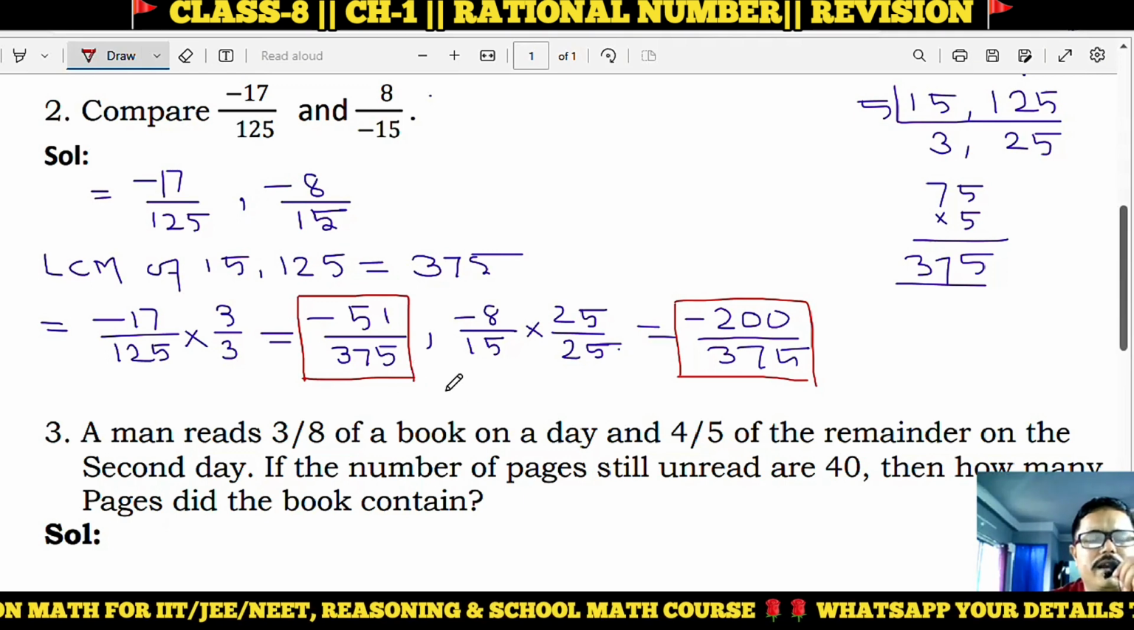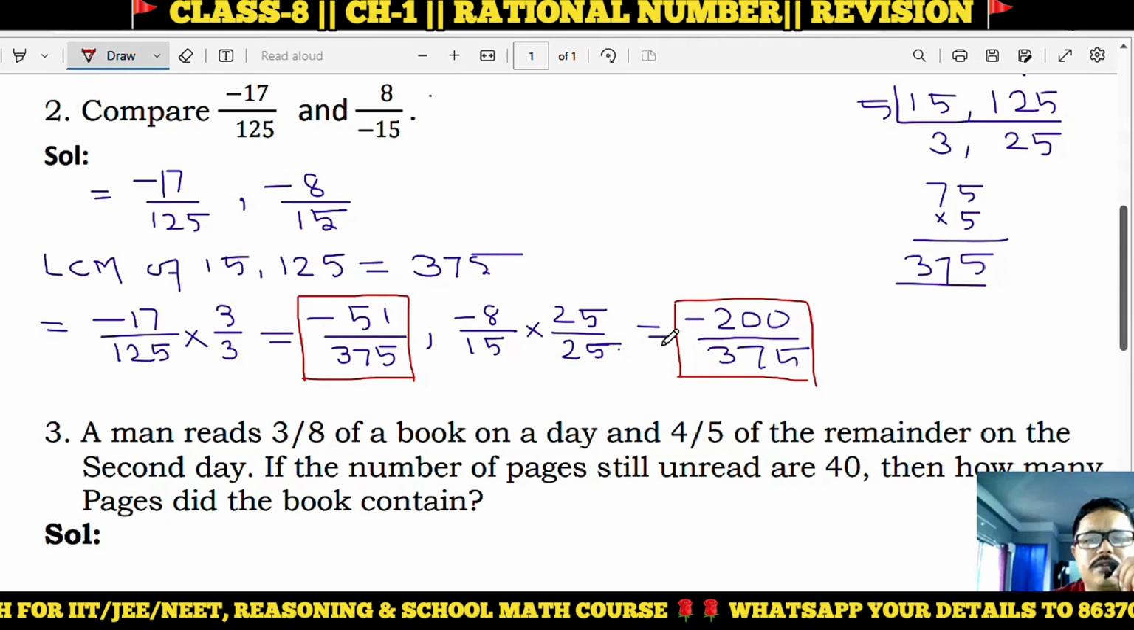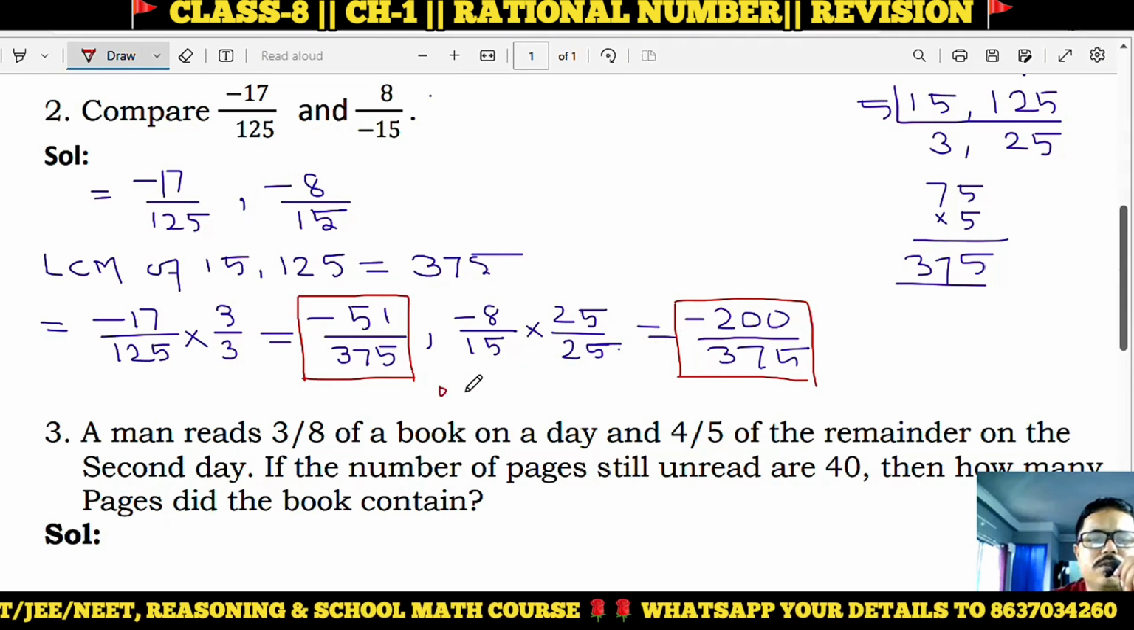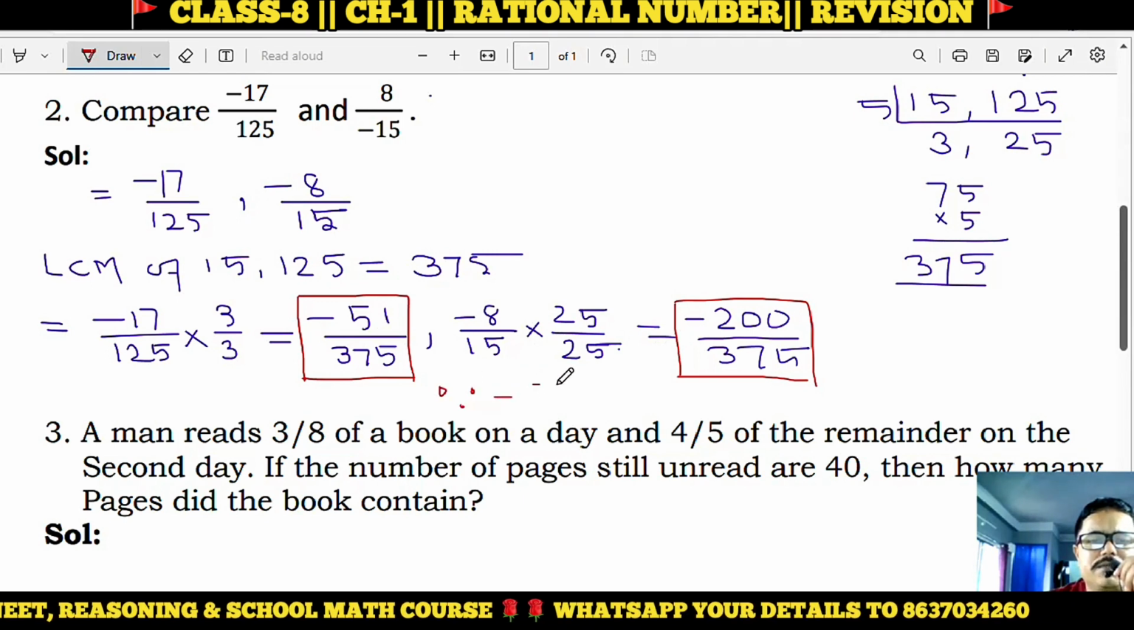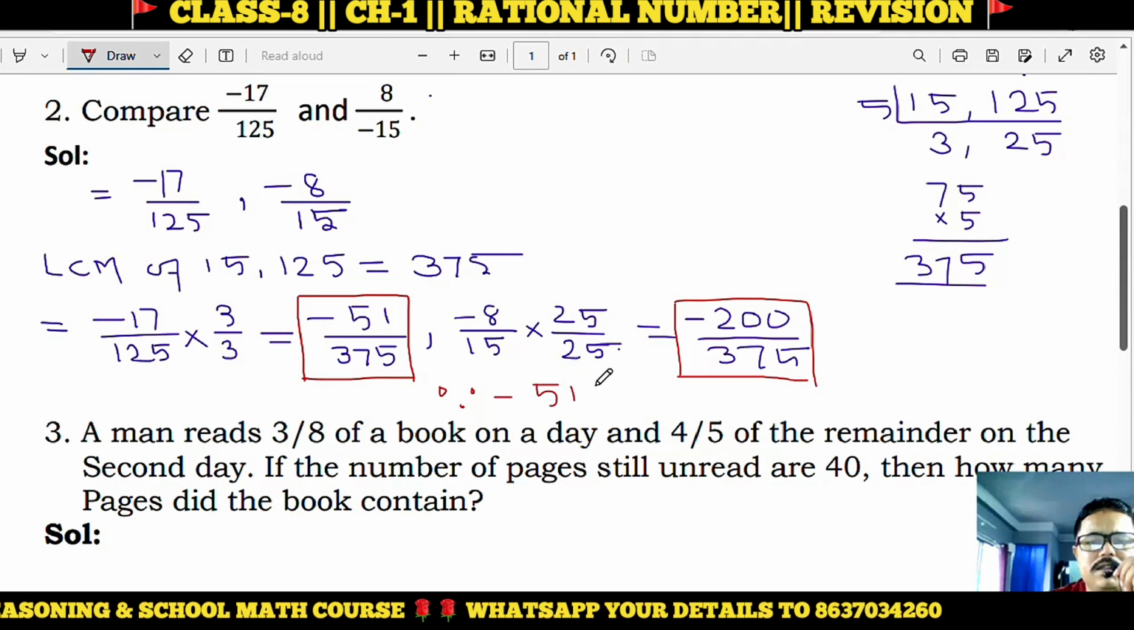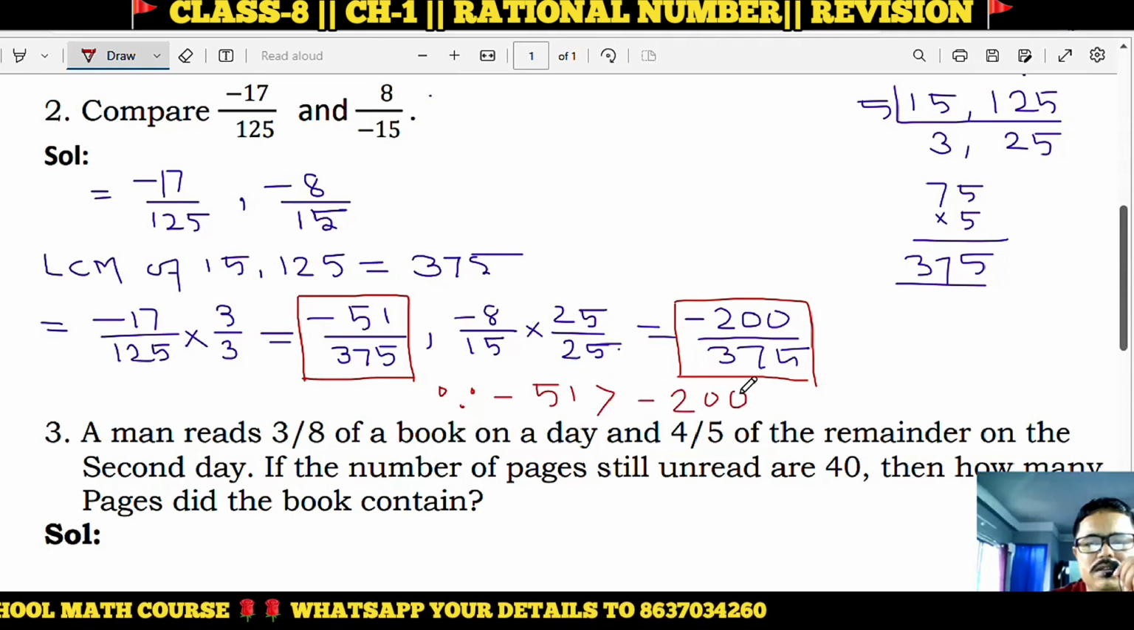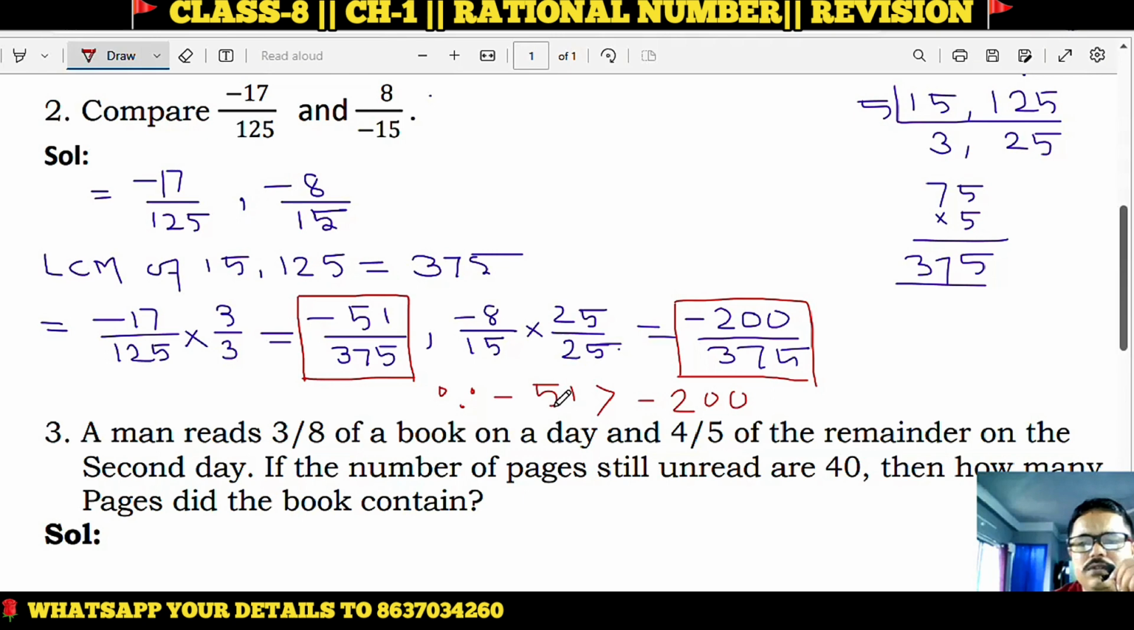So now we are comparing the first with the second. As we know that minus 51 is greater than minus 200. Now this is a very important fact. When both the numbers are negative, then the number which has a smaller value will be the bigger number. On a number line, minus 51 comes before minus 200, so this is bigger than minus 200. This you should understand.